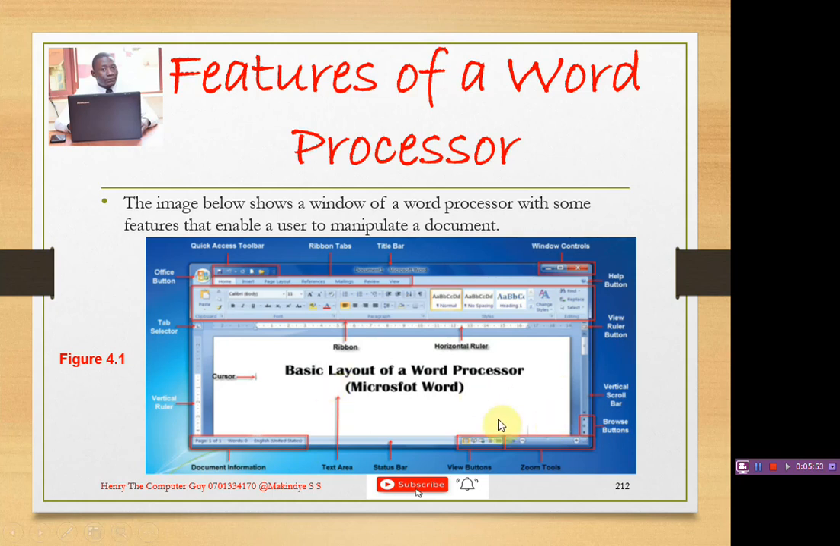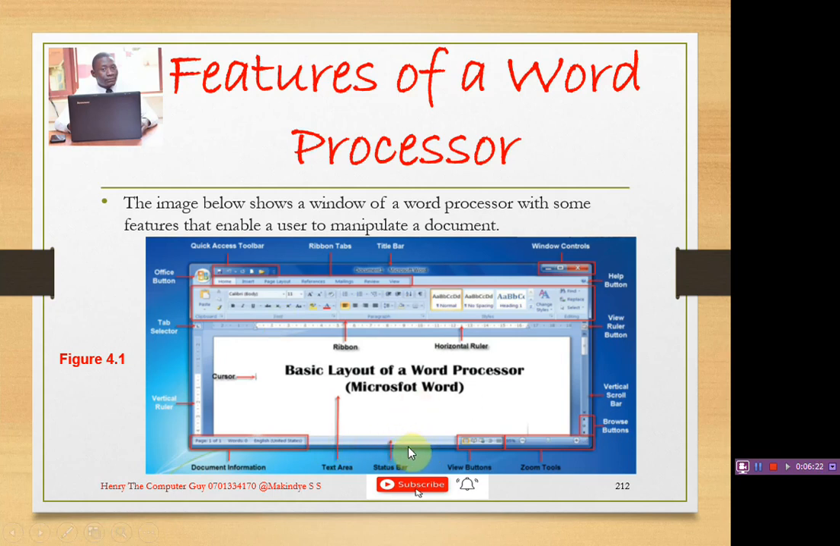Then the next one close to the zoom tool is what we call the view tab. What does the view tab do? This changes the layout view of the document to either the normal view, to the print layout view, to the web layout, and it can even give us the outline view. So it provides us with a layout or to view the layout of a document that we are working on.